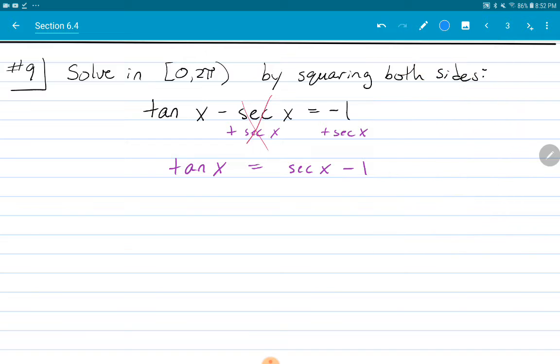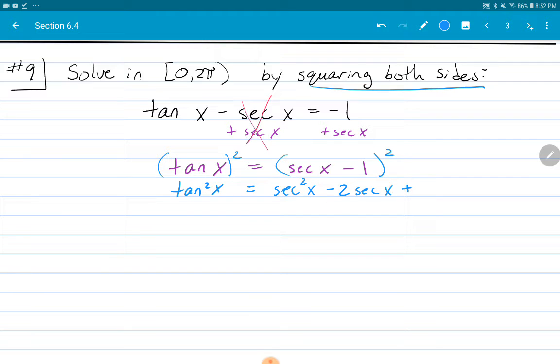So my next step is to take that hint of squaring both sides. So I'll square the left and I get tan squared x, and squaring the right, that's a perfect square trinomial, so I'm going to FOIL that. So when I take this thing squared, I get that, and this thing squared, I get secant squared x minus 2 secant x plus negative 1 squared is 1.